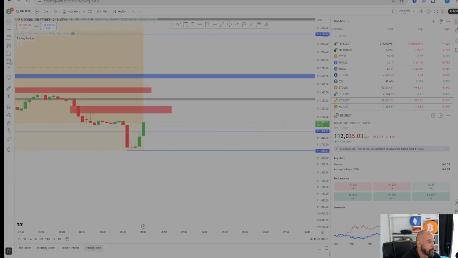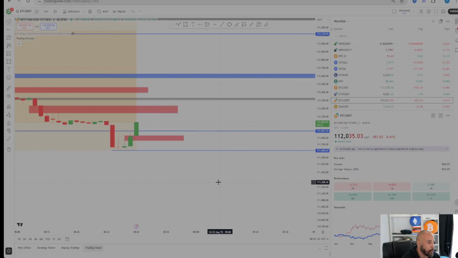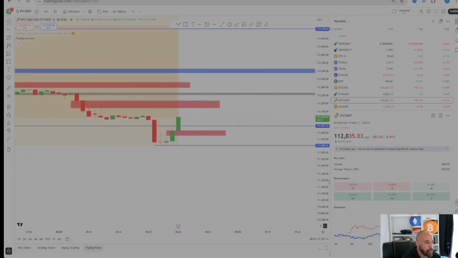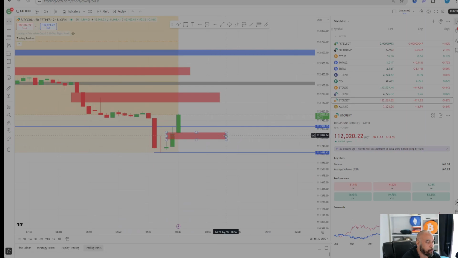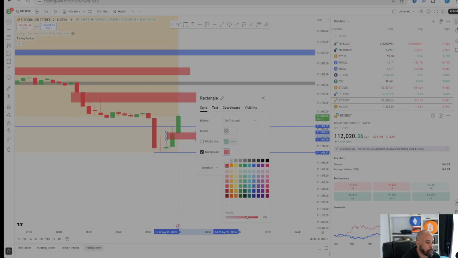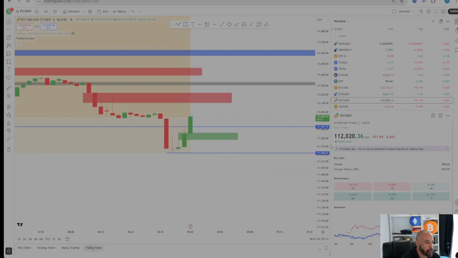So, you know, personally, I feel like that is more of a highly probable outcome, just because it's too obvious. It's too obvious to long this now. I'm not saying it's impossible, but we're definitely going to wait for the retest on here. Okay, so I like to put my bullish fair value gaps green. Okay, because it's bullish.